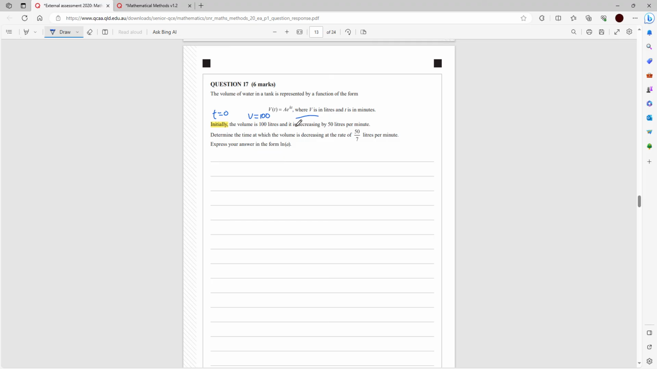Now, what does this bit mean? Look at the units here, liters per minute. If you have liters on minutes, that's pretty much dv dt. That's the derivative, the steepness at that point. So when t equals 0, the volume is 100 liters, and dv dt, now they say it's decreasing, so the way we represent decreasing is a negative sign, so negative 50 liters per minute.